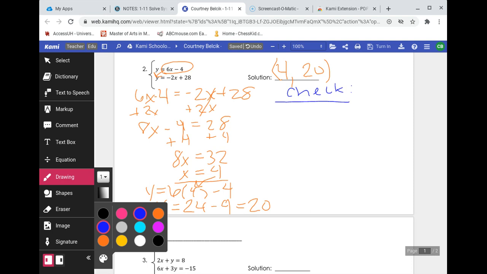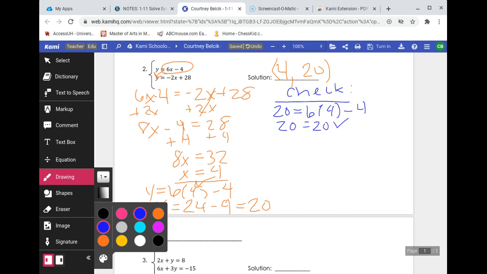I need to take 4 for x and a y value of 20, and substitute them into both equations to make sure that they work out. So in the first equation, we have y equals, so 20 equals 6 times x, which is 4, minus 4. Well, 6 times 4 is 24. 24 minus 4 is 20.